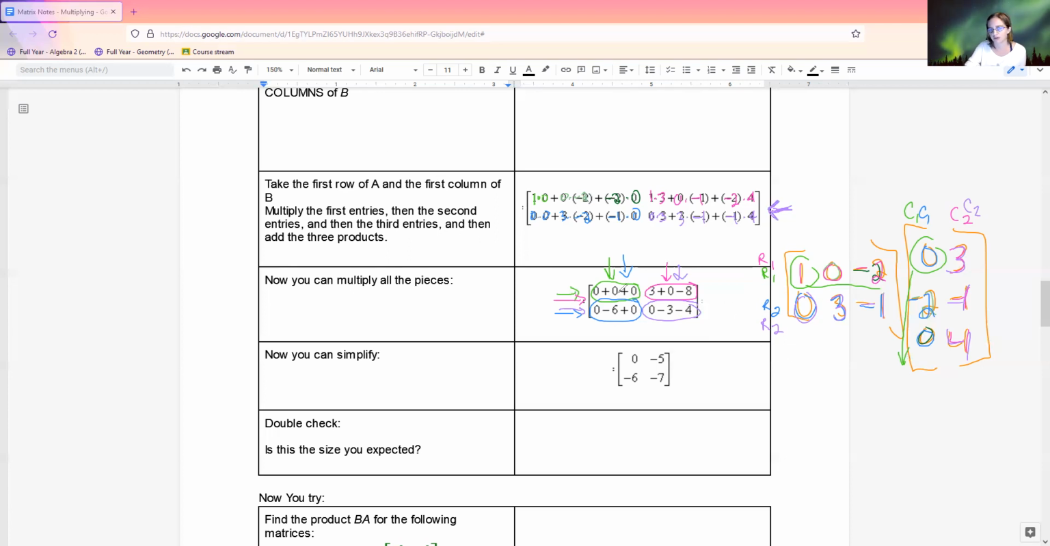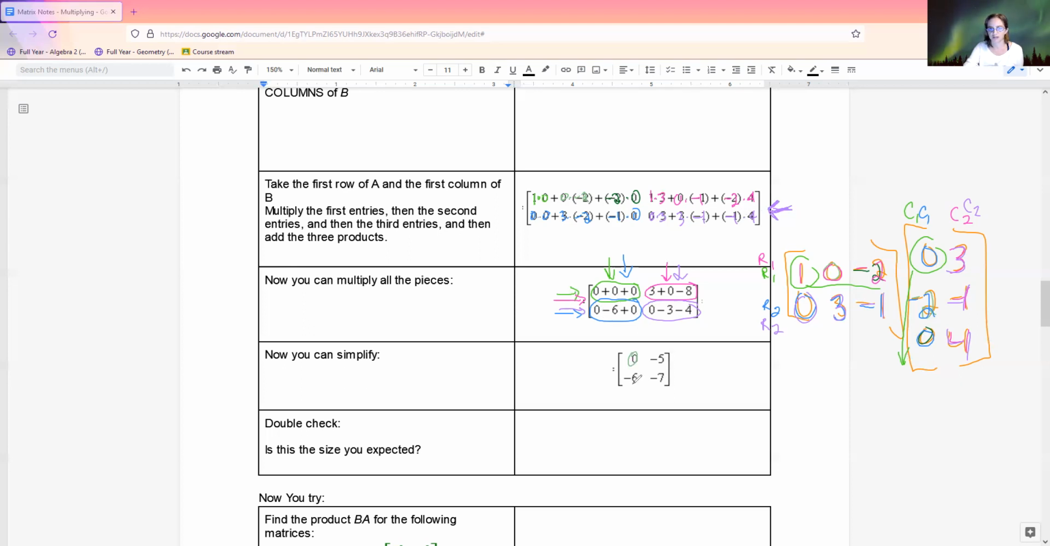You usually write down as you multiply. So like 0 times 1 is 0. 0 times negative 2 is 0. Negative 2 times 0 is 0. Then you just do each of the math. 3 times 1 is 3. 0 times negative 1 is 0. Negative 2 times 4 is negative 8. Then 0, negative 6, 0. And 0, negative 3, negative 4. Now I'm going to add these all together. Okay. So here we go. 0 plus 0 plus 0 is 0.